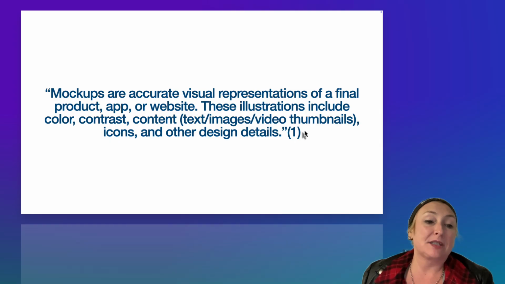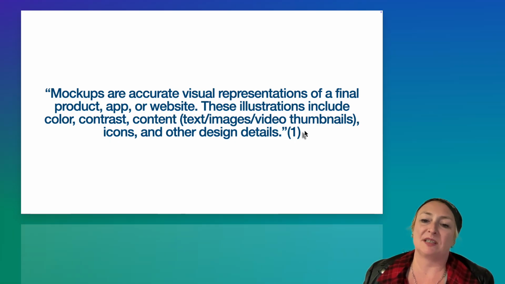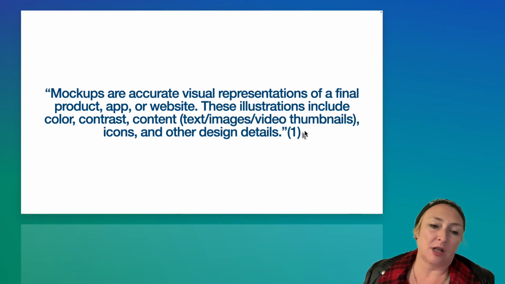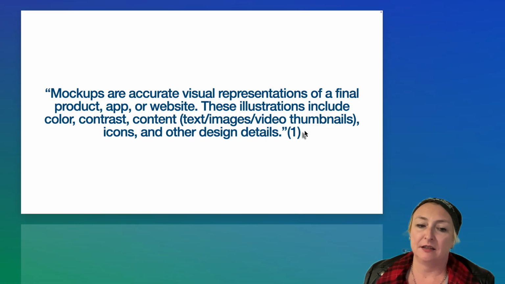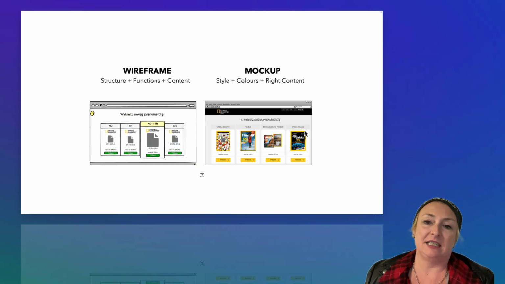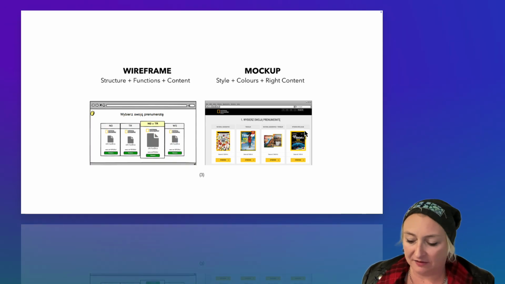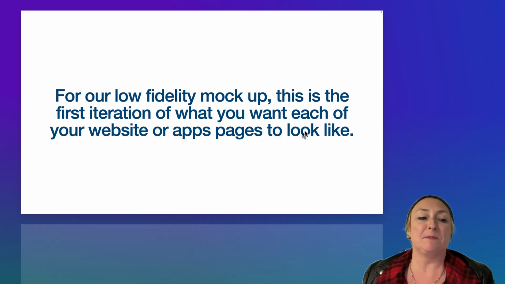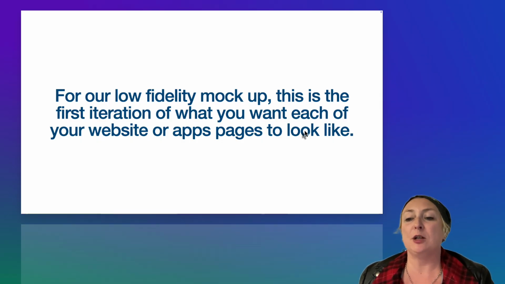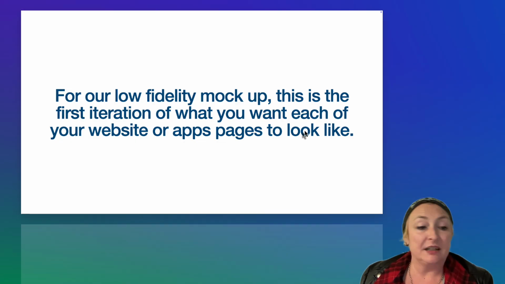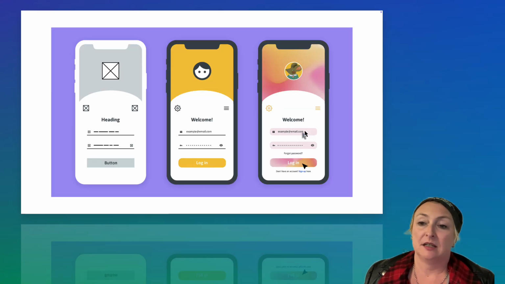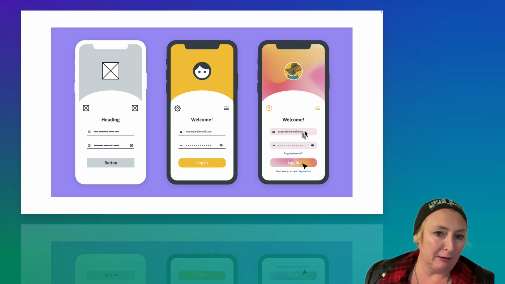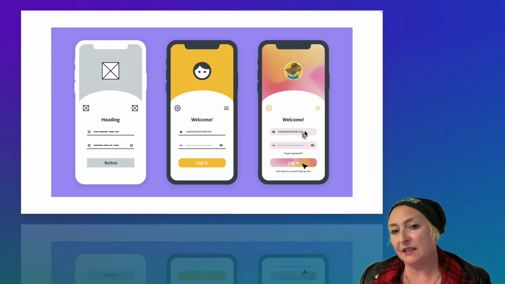So mock-ups are accurate visual representations of a final product, app, or website. And these illustrations include color, contrast, content, icons, and other design details. So you need to think about all of the things that are going to be in your mock-up. So for our low fidelity mock-up, this is the first iteration of what you want your app to look like. So right here in the middle is where we're at. We did the wireframe. Now we're doing the low fidelity, and then the high fidelity is the end, right?